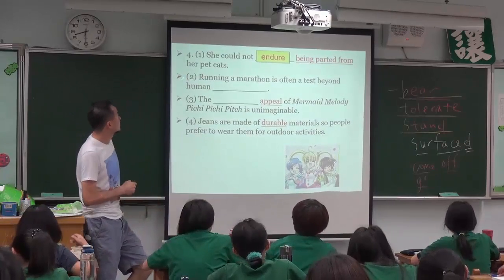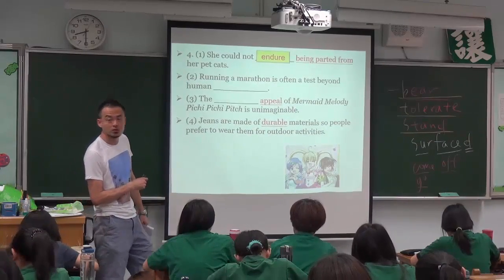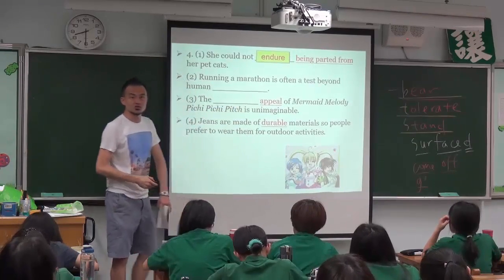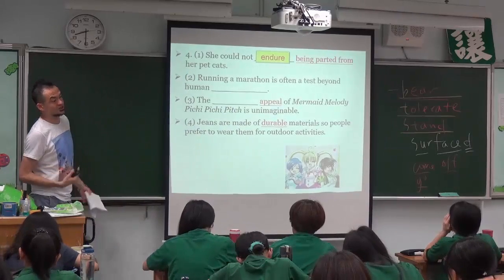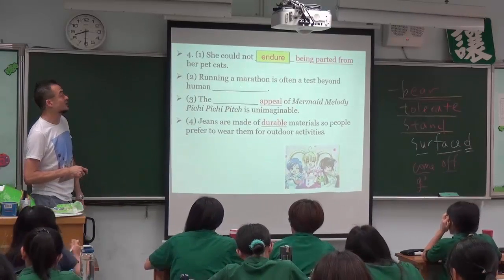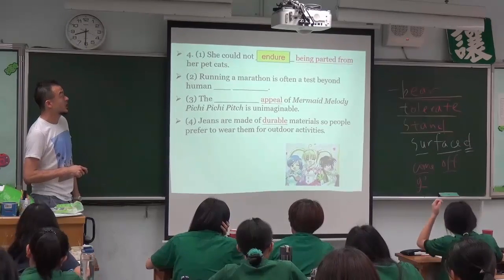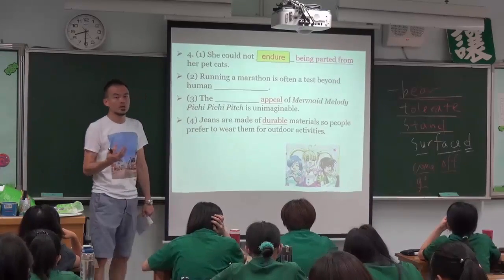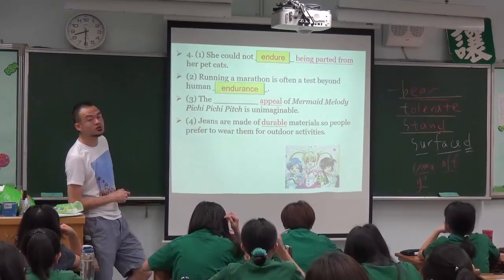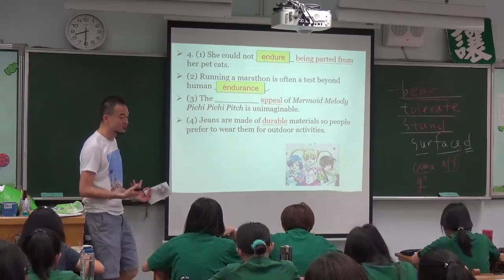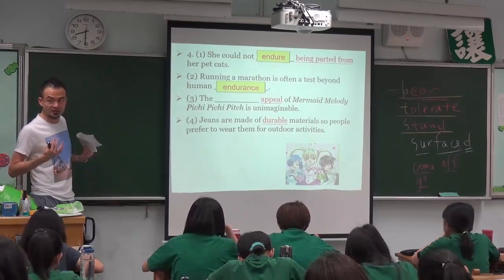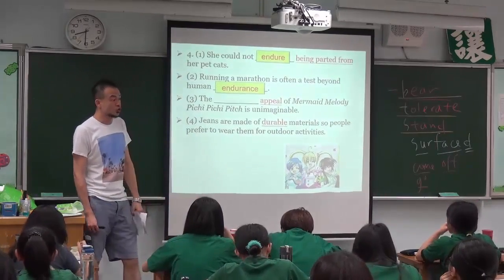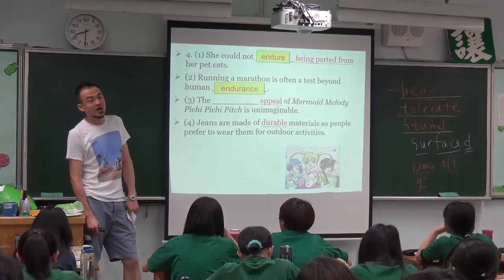So here number 2, running. How do you read the third word? Marathon, three syllables, but the stress is on the first syllable. So you go together: marathon. It's often a test beyond human endurance. Human endurance means beyond the endurance of human beings. So you might say running the marathon or doing 3, 2, 1, 1 is beyond your endurance.